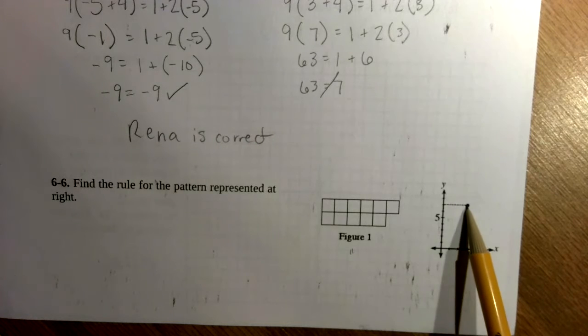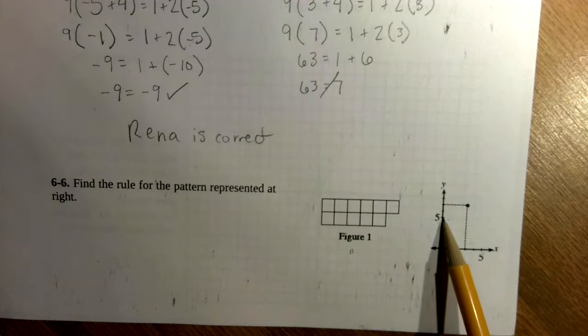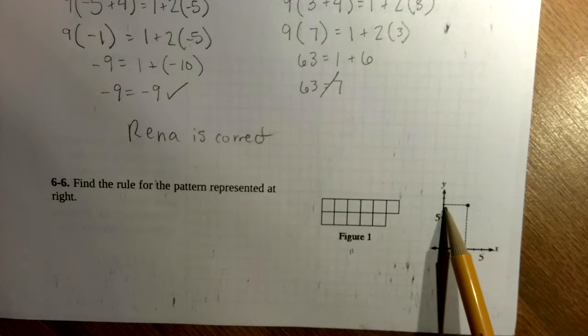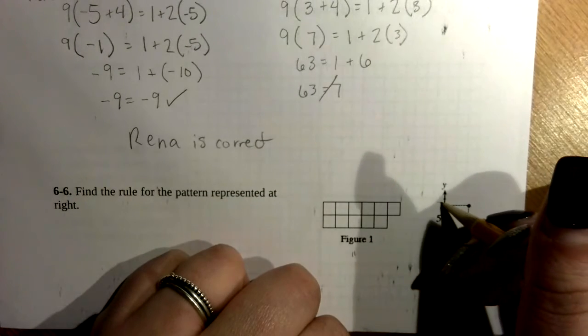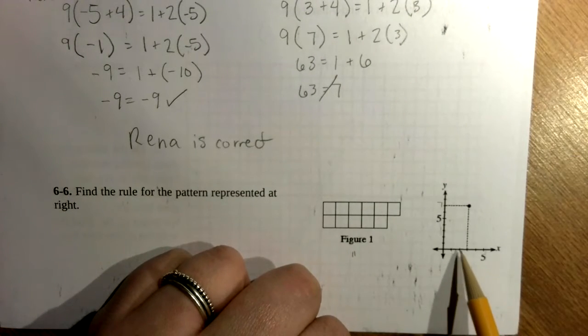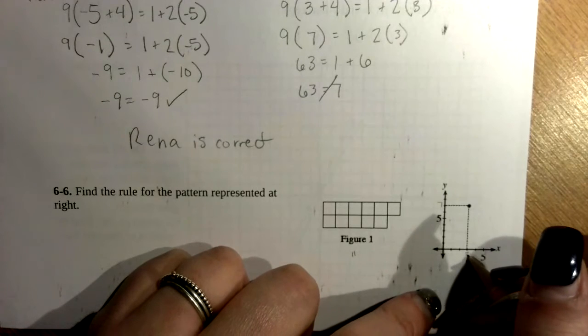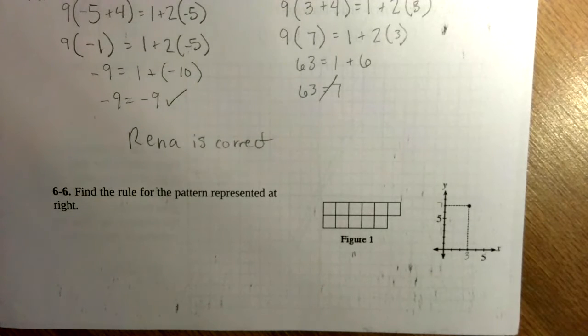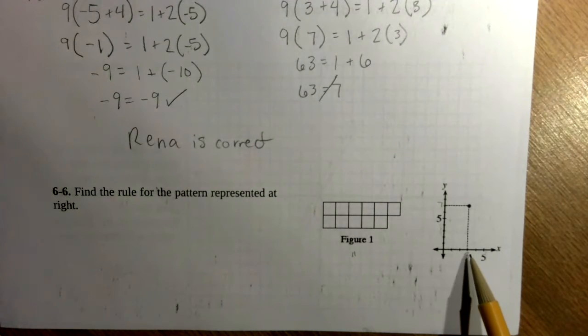I'm going to try to figure out this point because that's going to help me. So figure 6, 7 here. And figure 1, 2, 3 there is where that point is at. Okay, so that tells me, right, that on figure 3 there are 7 tiles.